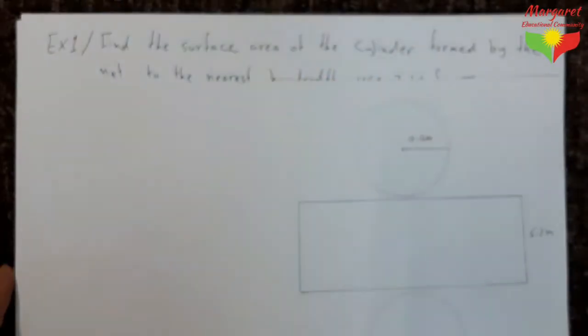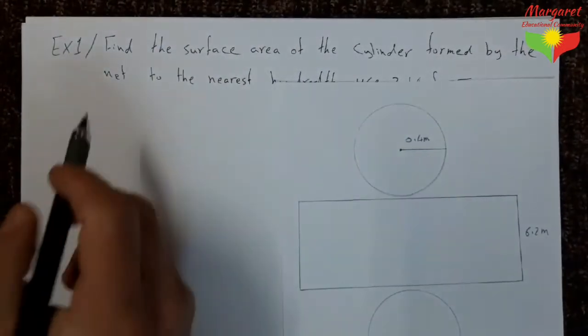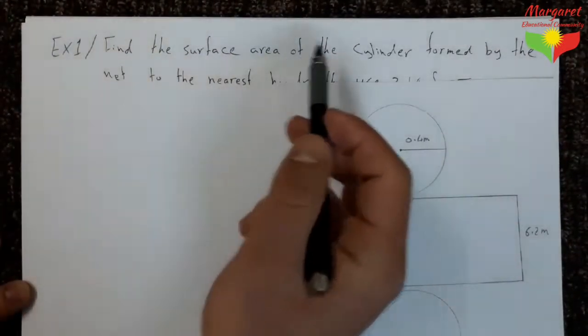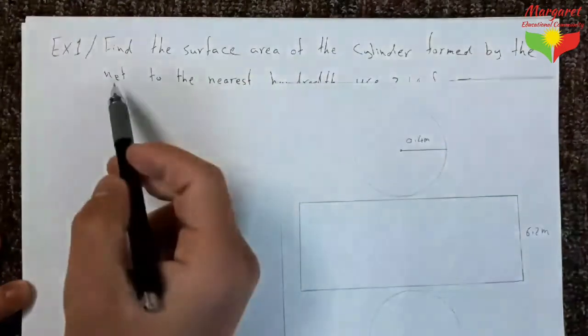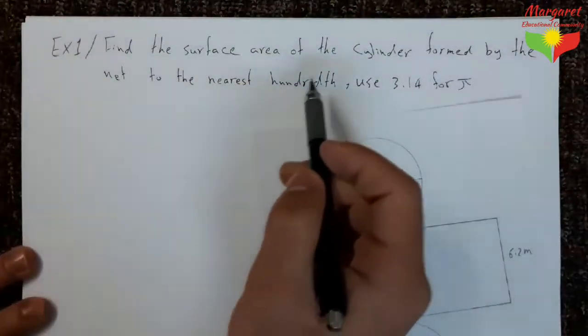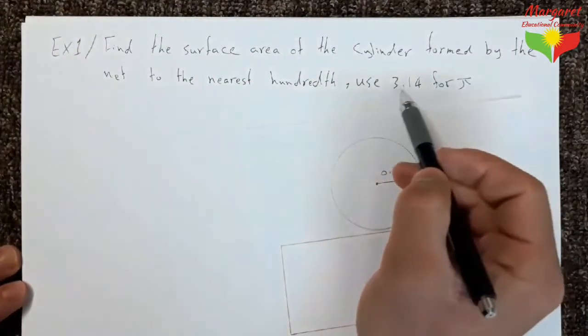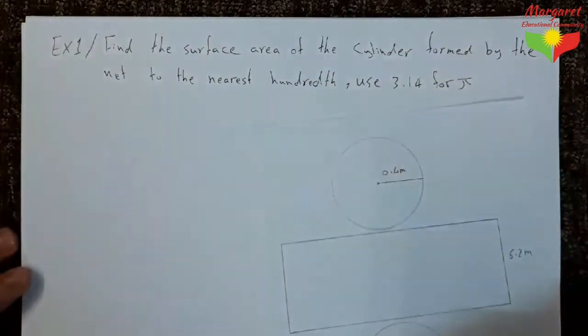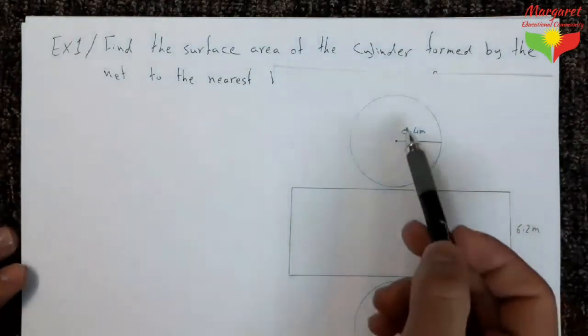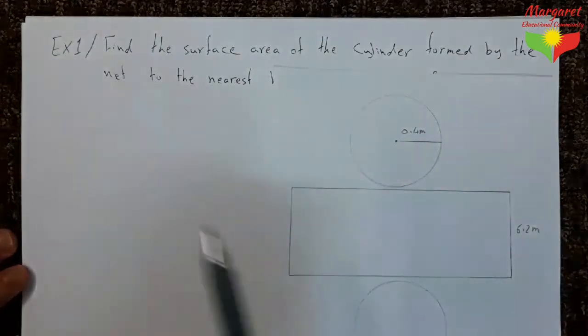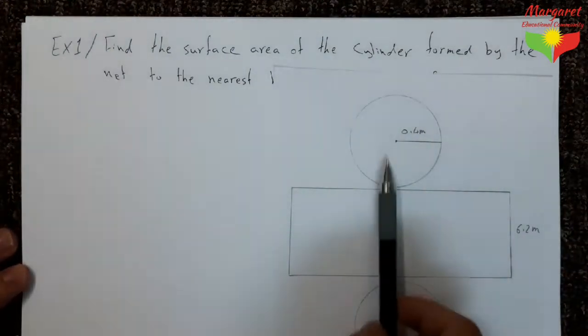After that we have example 1. Example 1 says find the surface area of the cylinder formed by the net to the nearest hundredth. Use 3.14 for pi.